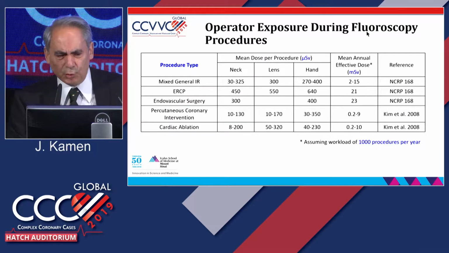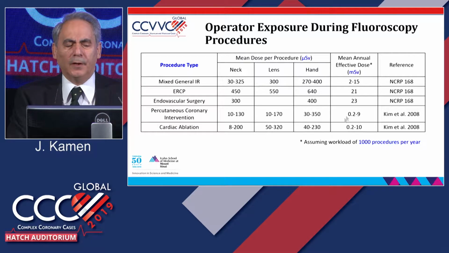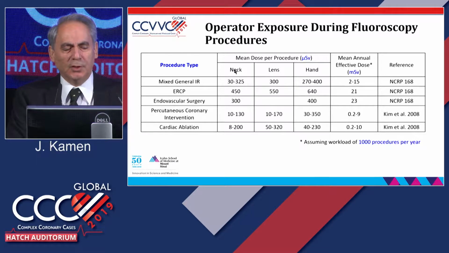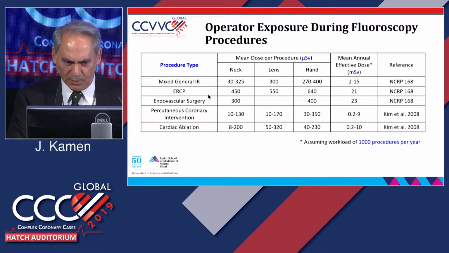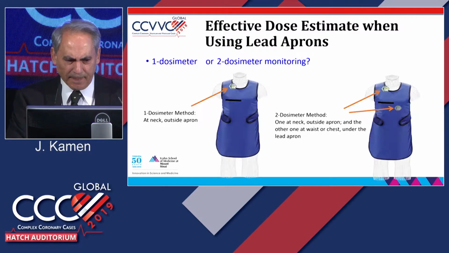Different types of fluoroscopy procedures give you different types of exposure. These are the types of exposure: neck, lens of eye, hands. And you see this is the effective dose. Effective dose means they have considered it extremely important for you to know how much radiation you get on average for different types of procedures. So this is very important.